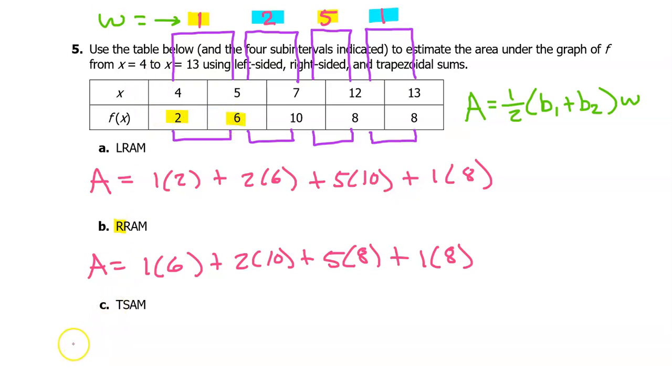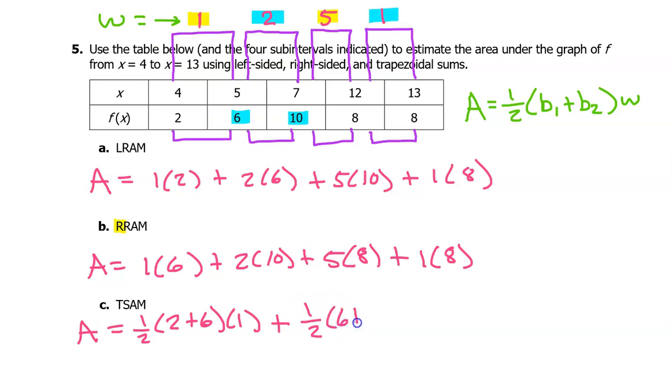So let's go ahead and just write that one down. So our first trapezoid will have area of 1/2, okay, base 1 plus base 2, so 2 plus 6, times the width, which is 1. So that's our first trapezoid. Now, for the second trapezoid, all right, for this interval, this is base 1 and this is base 2, the height on the left and the height on the right. So here we go. 1/2, 6 plus 10, times the width, which is 2.